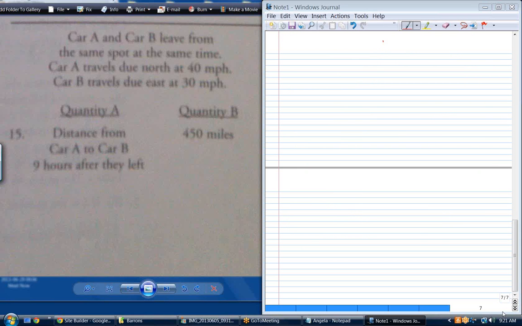What should I do to solve this problem? What's the first thing I should do? I don't know. Draw a picture. Okay? Car A is going north. Car B is going east. After 9 hours, how far has car A gone?